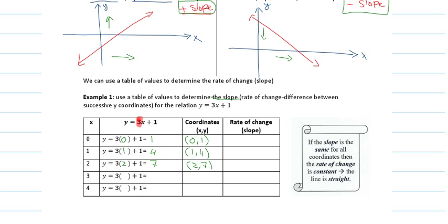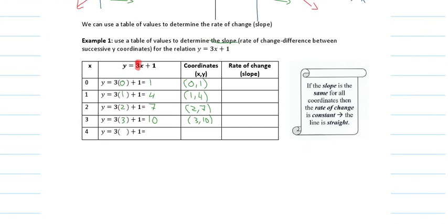For the fourth point, I'm going to plug in 3. So 3 times 3 is 9. Add 1, that's 10. And my point is going to be 3, 10. It is increasing by 3, right? And then my next point is going to be 3 times 4 plus 1, so that's going to be 13, and my point is going to be 4, 13.